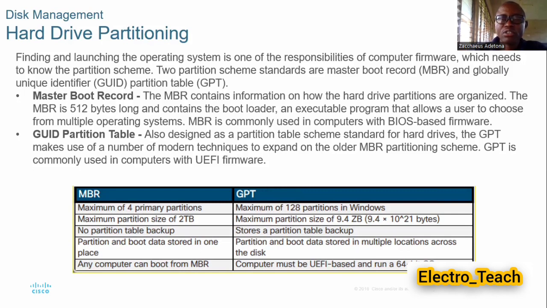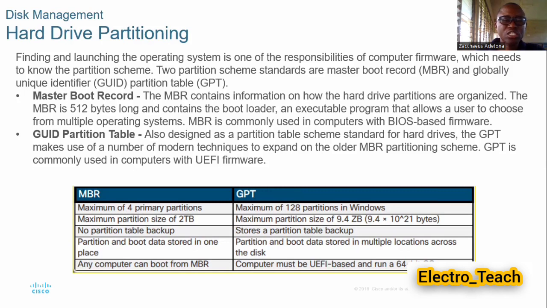Now on the screen here, we have the comparison between the two, MBR and GPT. For MBR, we have a maximum of 4 primary partitions. For GPT, we have up to 128 partitions in Windows. MBR can use a maximum partition size of 2 terabytes. For GPT, on the other hand, we have 9.4 zettabytes. That is 9.4 times 10 raised to the power 21 bytes. That's quite huge, and we see that it has an advantage in terms of size over the MBR.